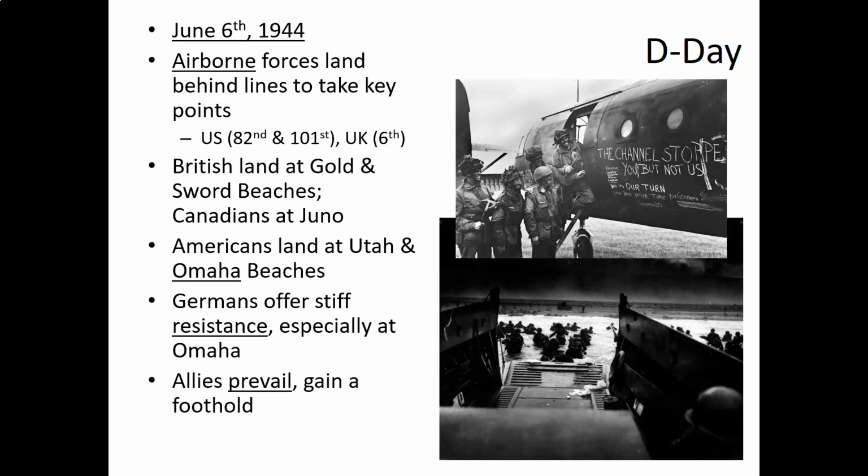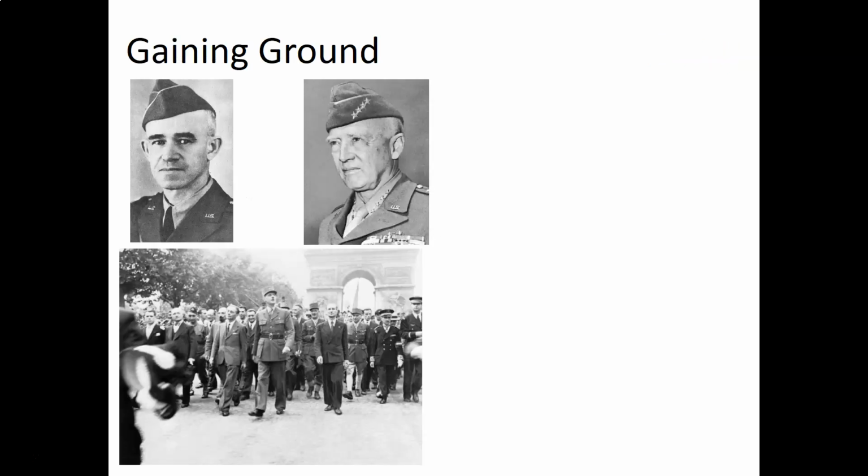We're going to see airborne forces land earlier behind lines, both by the U.S. and British forces, to secure key points. The British are going to land at Gold and Sword beaches, the Canadians at Juno, and the Americans at Utah and Omaha beaches. And the Germans are going to offer pretty stiff resistance, specifically at Omaha Beach, but ultimately the Allies will prevail and gain a foothold on the continent.